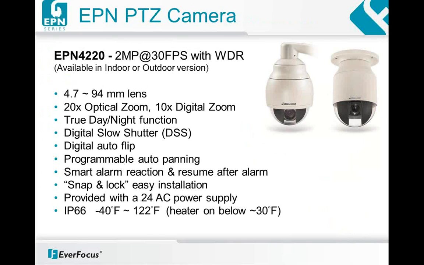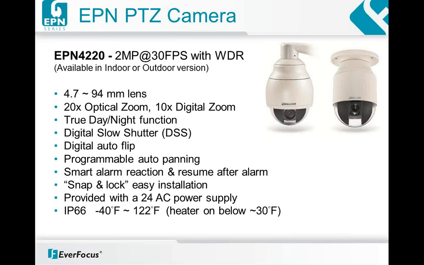Our PTZ camera, the EPN 4220, is a 2 megapixel camera. It also has wide dynamic range. This is also available in an indoor version. The lens that we're using is a 4.7 to 94 millimeter lens. The optics are great on it. You have a 20 times optical zoom and a 10 times digital zoom. True day night, slow shutter option, digital auto flip.